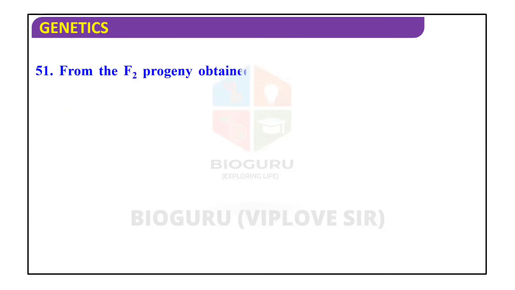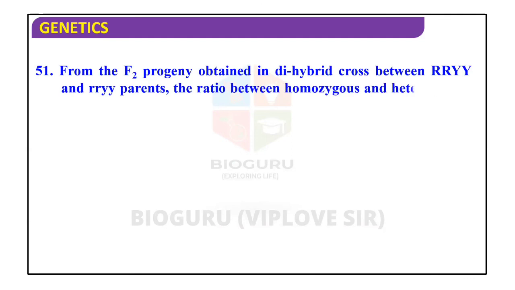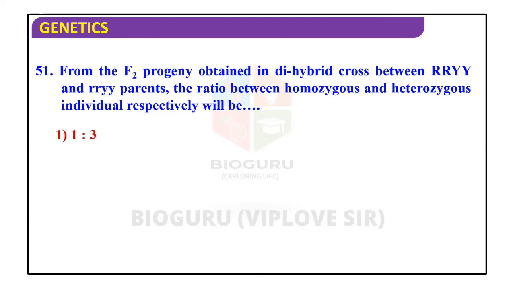So, from the F2 progeny obtained in the dihybrid cross between Y and y parents, the ratio between homozygous and heterozygous individuals respectively will be 1 ratio 3, 3 ratio 1, 1 ratio 2, or 2 ratio 1? Yes, it is 1 ratio 3. Thank you.